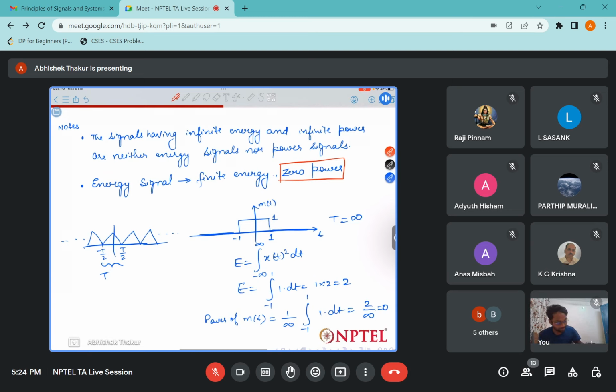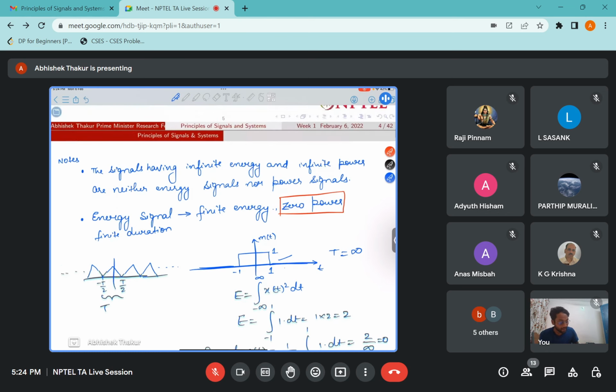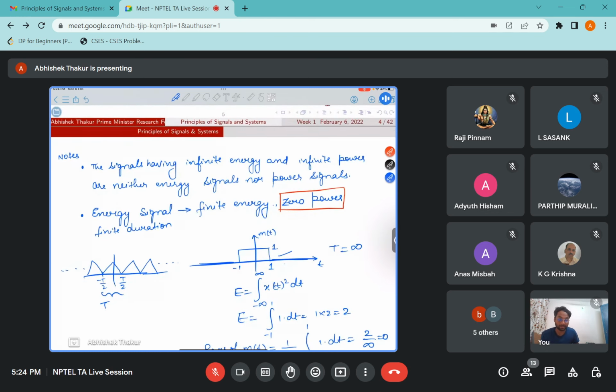Just remember this point, that an energy signal has finite energy, zero power, and also finite duration. See, these all are energy signals, so these all have finite duration. When it is infinite duration, then we have to calculate the energy. If it is non-periodic, then only it may be an energy signal. If it is periodic, then it will be a power signal.